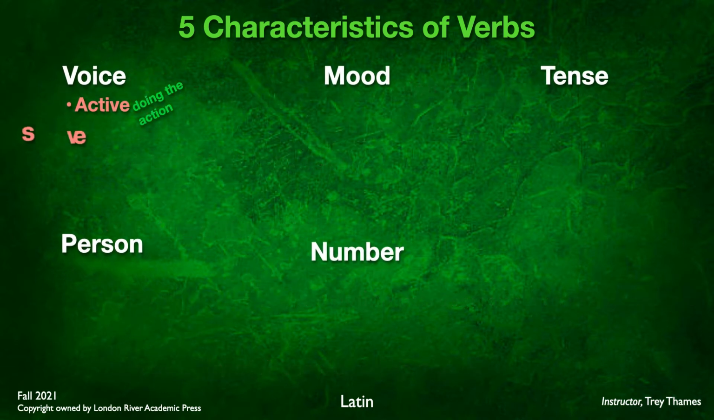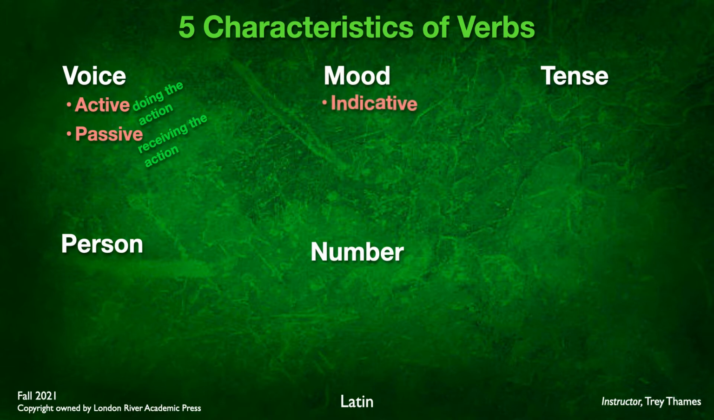In the category of voice, we have 2 options, active and passive. An active verb means the subject is actively doing the action of the verb. In the passive verbs, it is the subject that is receiving the action of the verb. So if I were to say the boy pet the dog, the boy is doing the action, so the verb is active. If I say the boy was being bit by the dog, the subject boy is not doing the action, he is receiving the action. He is the one being bitten. And so that verb would be a passive verb.